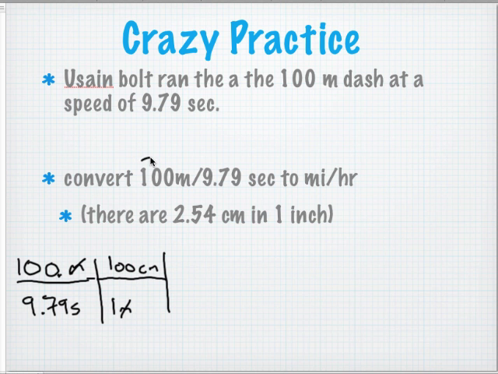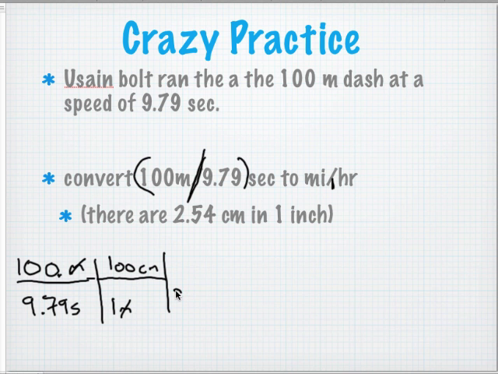Notice this is a fraction, and this one's not over 1 now. There's a division sign there. So we put 100 meters over 9.79 seconds. If we had miles per hour, it would be miles per 1 hour, and we would put 1 hour on the bottom, just like this one is. There's an implied 1 there.